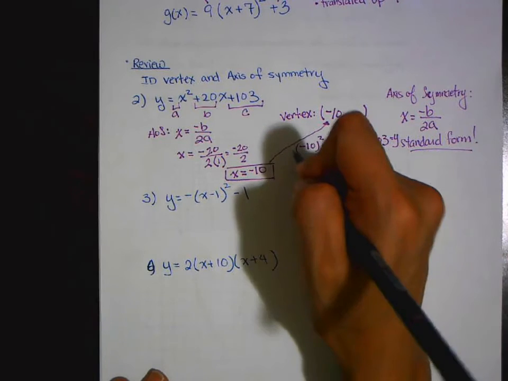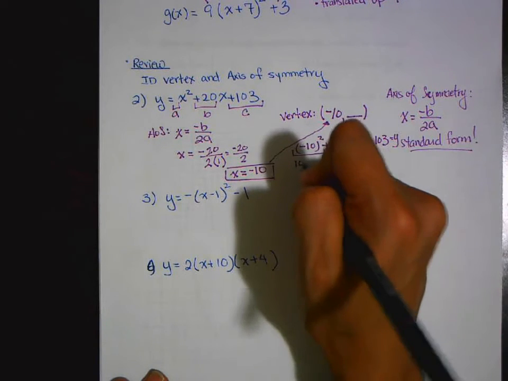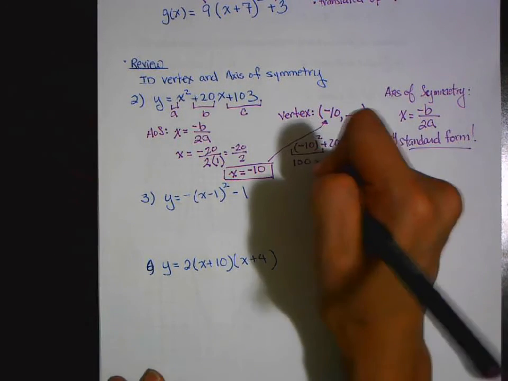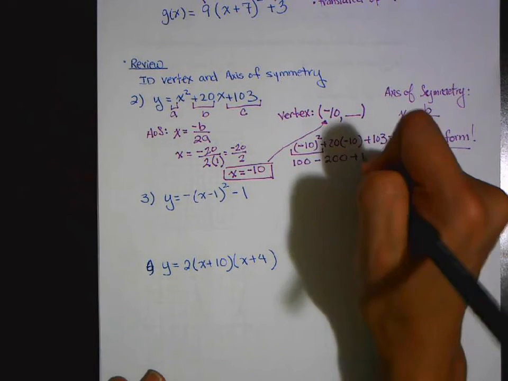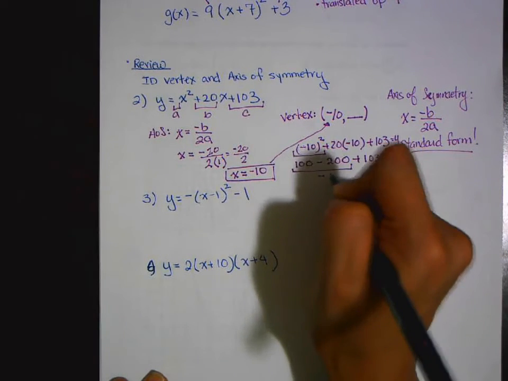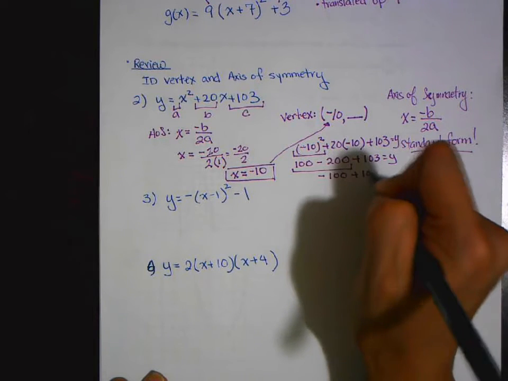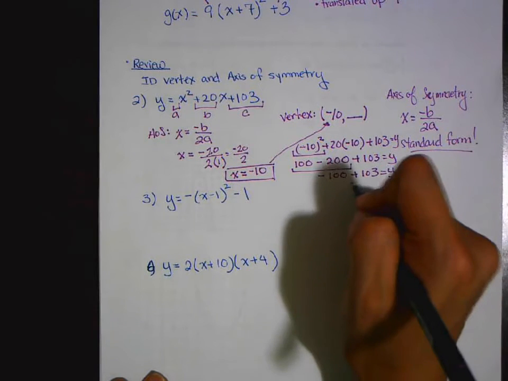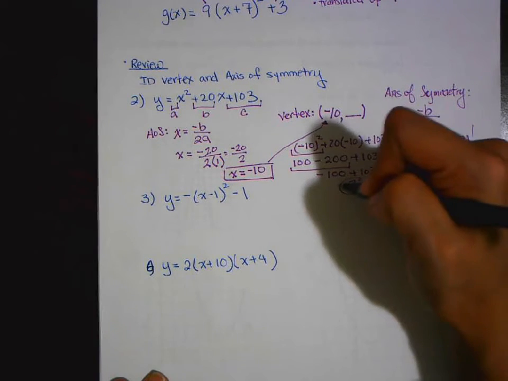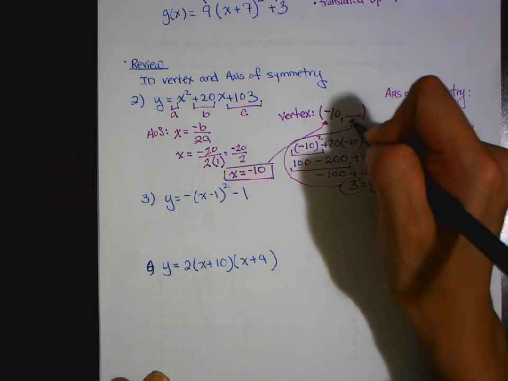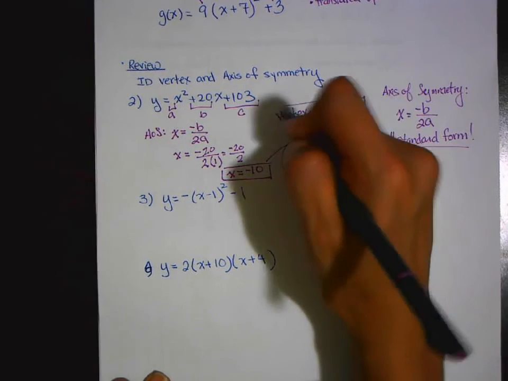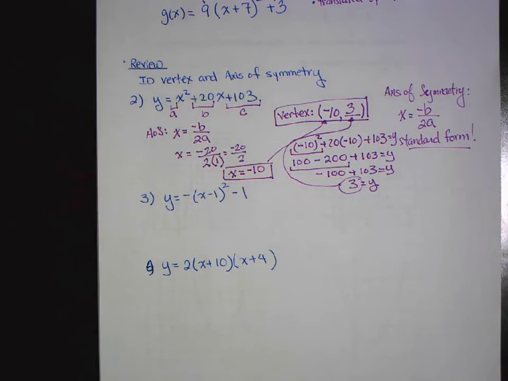Okay, working it out, negative 10 squared. Negative 10 times negative 10, that's going to give me 100. 20 times negative 10 is going to give me negative 200, so minus 200 plus 103 equals y. Working it out, 100 minus 200 is negative 100 plus 103 equals y. This gives me 3 equals y. So that 3 right there goes in this spot right there. So that would be a negative 10, comma, 3. That would be my vertex from a standard form.